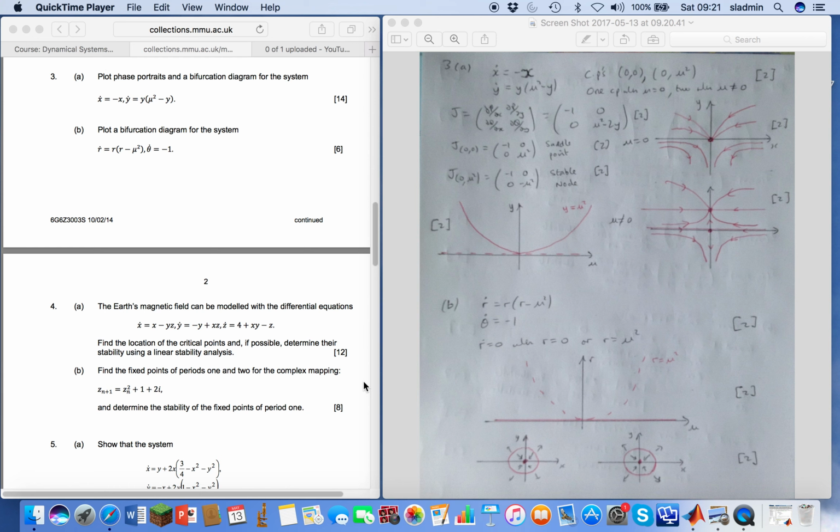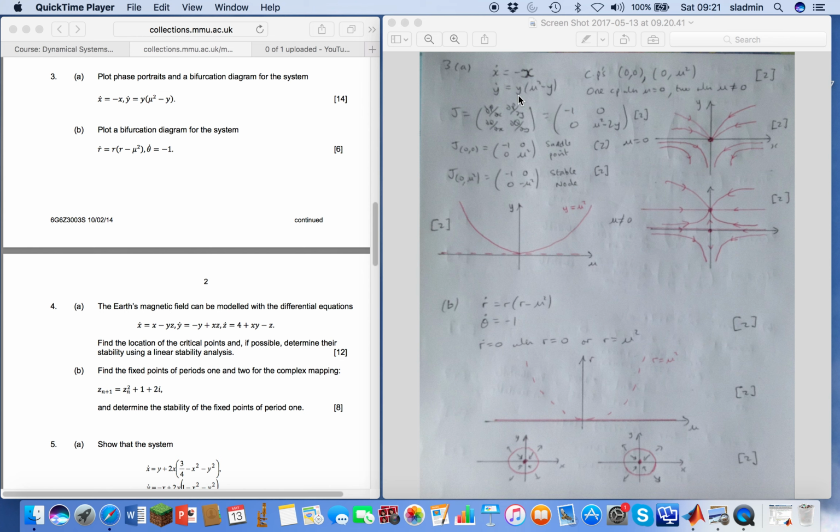Here are the solutions for question number 3 from the 2014 examination paper. So you have to plot phase portraits for this planar system and plot bifurcation diagrams for both of these systems. So for 3 part A, here is our Cartesian system.